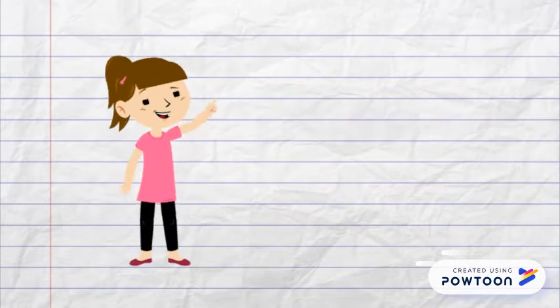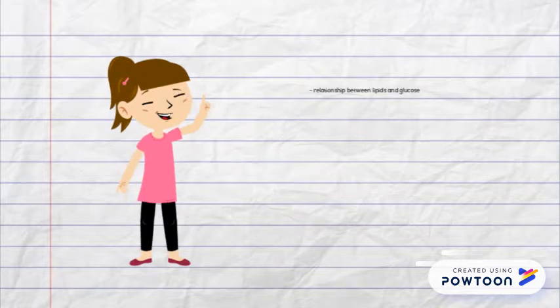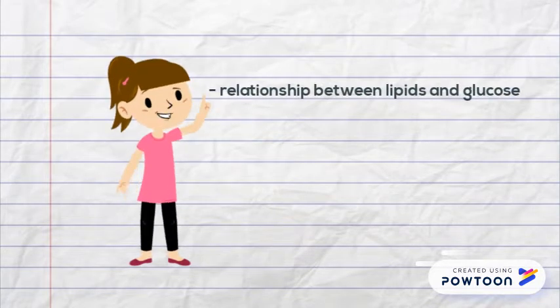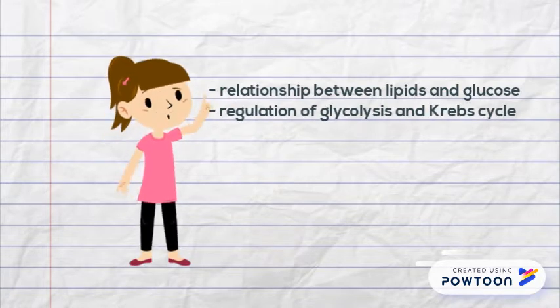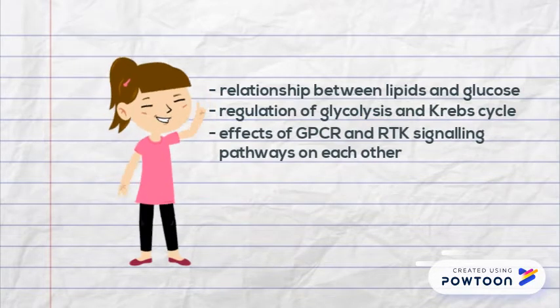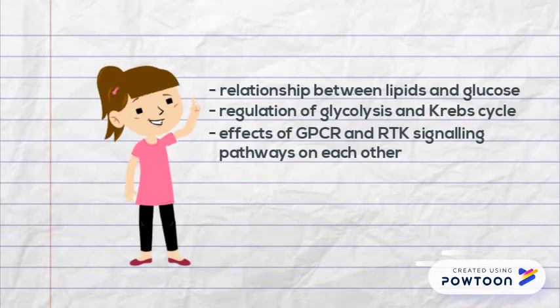I hope this has been helpful in explaining three things: the relationship between lipids and glucose in the context of insulin resistance, how glycolysis and Krebs cycle are linked and regulated, and how different signaling pathways like GPCR and RTK can have effects on each other.